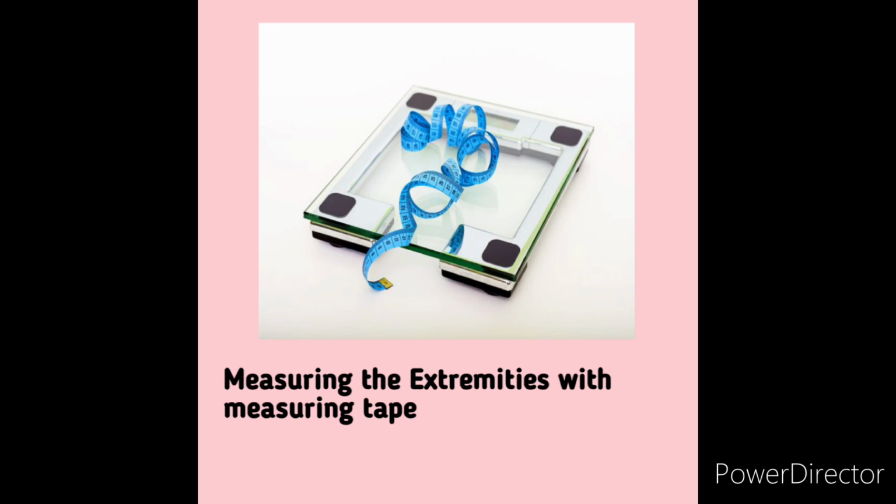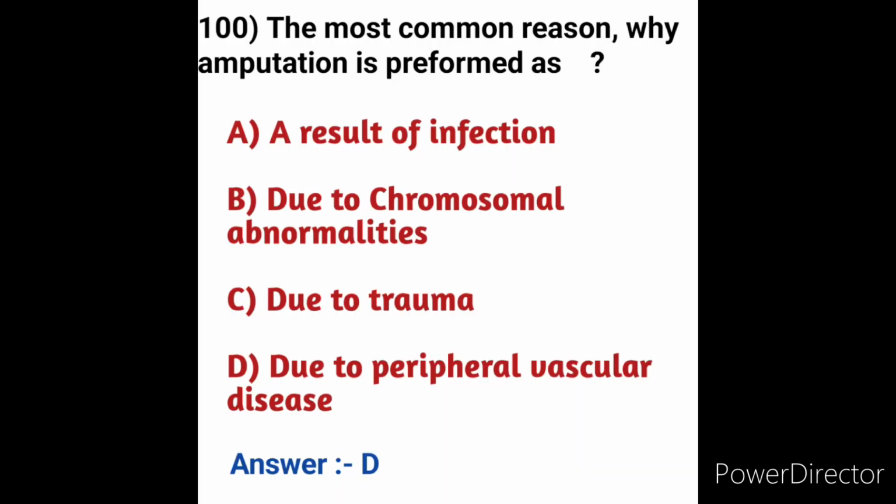Next, move on to question number 100, the last question from the medical surgical nursing point of view. We will see that question here. What is the most common reason why amputation is performed? We will see the options. Option A, result of infection. Option B, due to chromosomal abnormality. Option C, due to trauma. And option D, due to peripheral vascular disease.